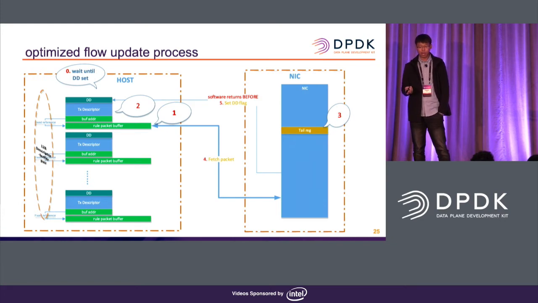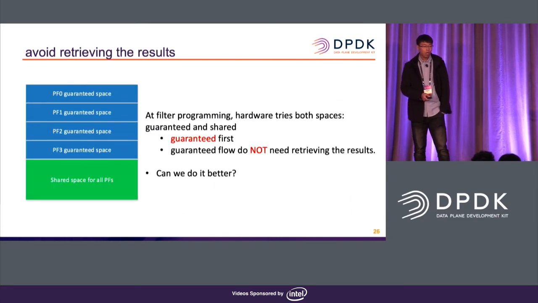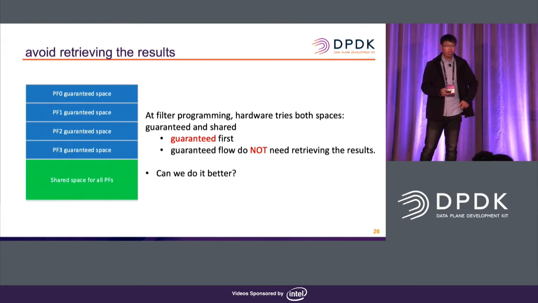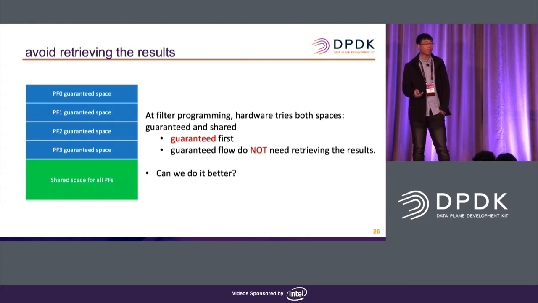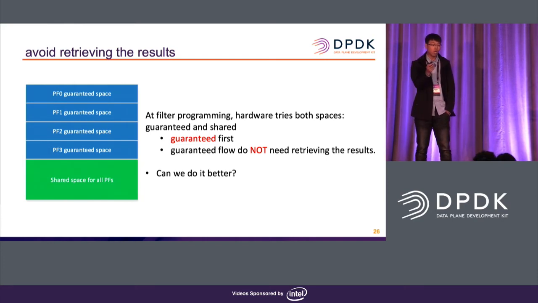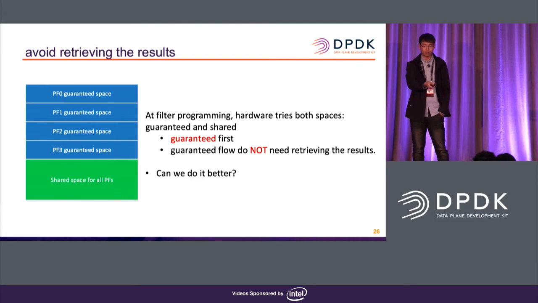Okay, and let's see how to solve the next problem, retrieving the result from the NIC. Before understanding how to retrieve the programming status, let's see how the internal resource management of the flow table in the NIC works. Each PF gets a private space called the guaranteed space, and there is a shared space for all the PFs. At filter programming, the hardware will try both spaces. First, it will try the guaranteed space until it is full. Then it will compete with other PFs in the shared space.